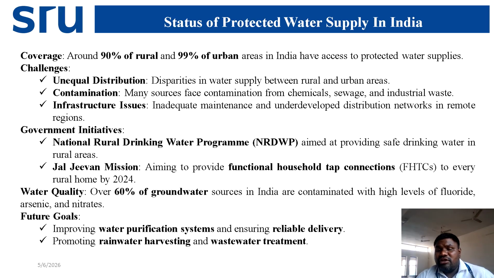So maybe in air or in different industries, also polluting the water. Maybe domestic wastewater also is polluting the water. Maybe different sources contaminate the surface as well as the groundwater. So generally this groundwater is contaminated with fluorides, arsenic and nitrates.